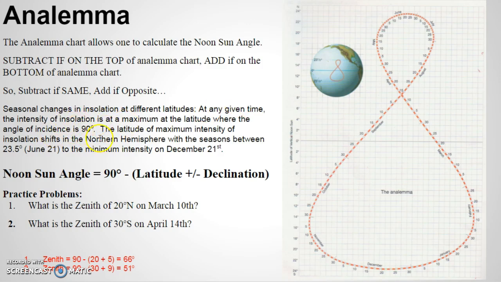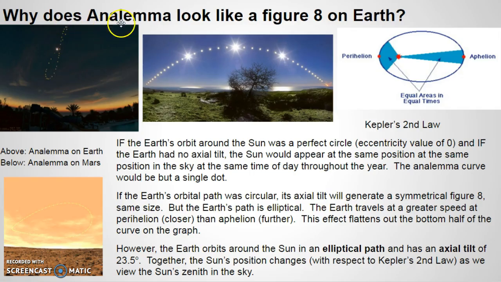So seasonal changes in insolation differ at any given time. What we can do is find this, knowing that the noon-sun angle is 90 minus latitude plus or minus declination. You can go ahead and pause this and try these on your own, and you can see that I have the answer key down here. It's probably good practice. It's worth your time, and that'll only take you a second.